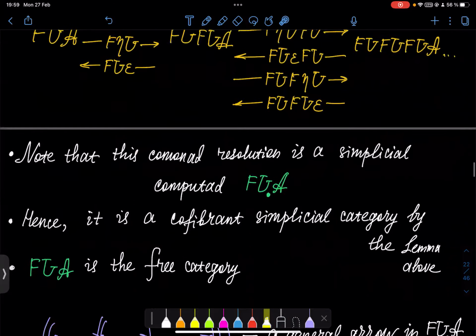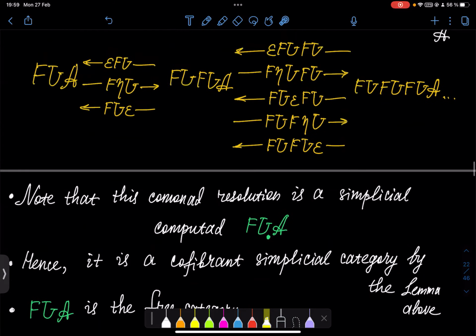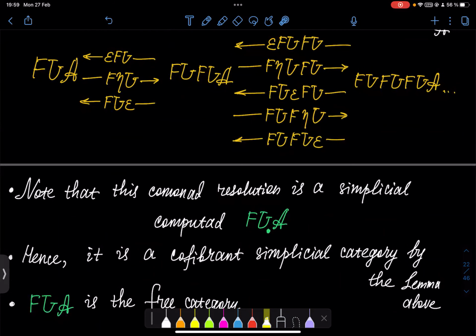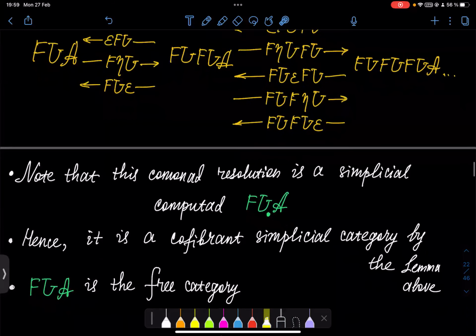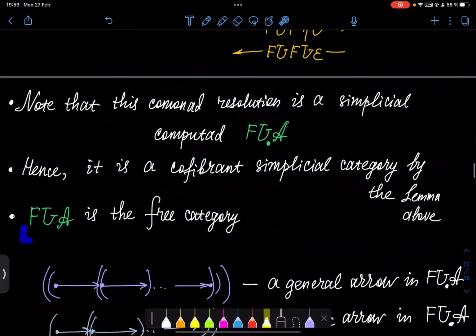So this resolution is a simplicial computad. This is some simplicial object, a simplicial computad, and it is a cofibrant simplicial category by the lemma above. And so in the first step, this is just a free category.